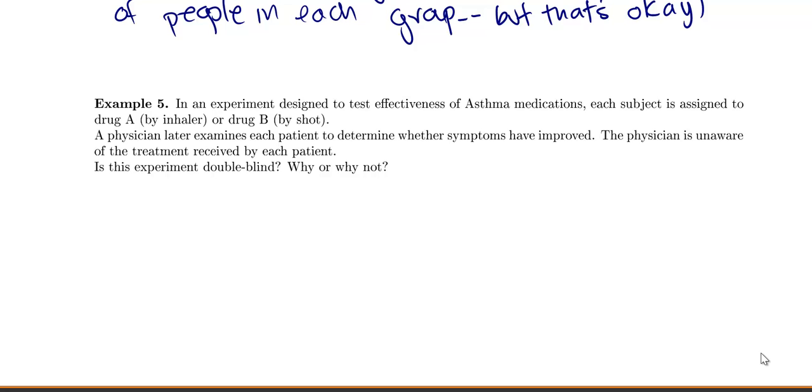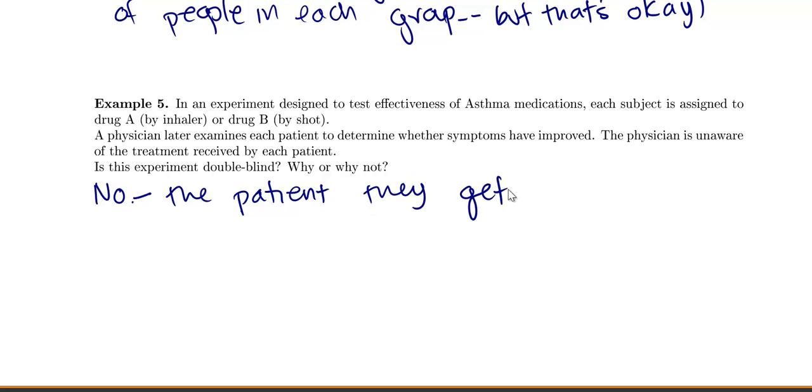Why or why not? No, this would not be double-blind because the patient knows which treatment they are in, because it's pretty easy to tell if you're getting a shot or an inhaler. So the patient knows. Technically here, the doctor is blind. The doctor didn't know what treatment they got, but the patient isn't.